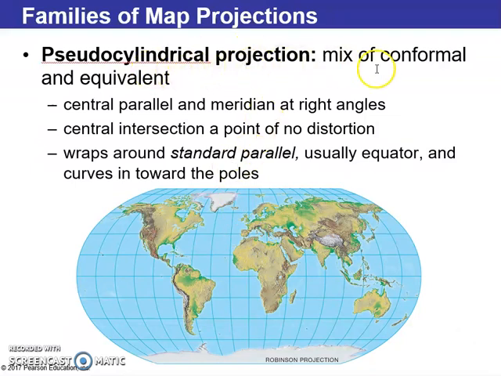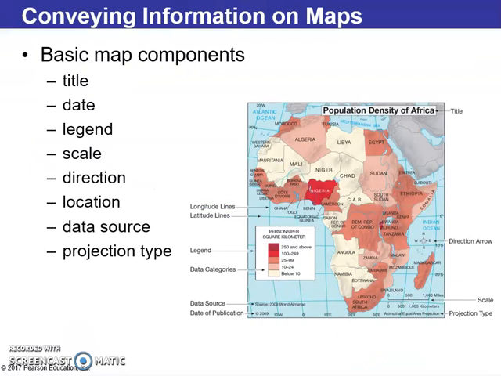Pseudo-cylindrical projection. So it's conformal and equivalent. Once again, another negotiation. Where is it most accurate? It's most accurate around the standard parallel, but it tries to maintain shape by pulling it in where the distortion is.